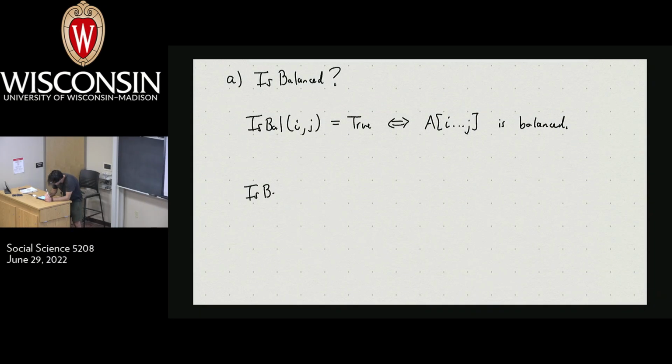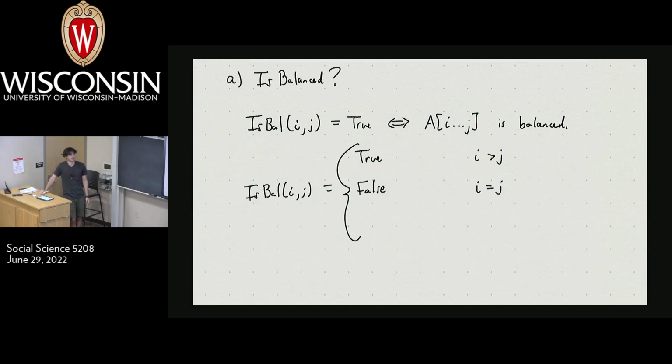So let's just write out the recursive definition. Our base case is awesome. It just says if i is greater than j, then true. The empty string is balanced. If i is equal to j, we have a single character. It's always false. You have to have at least an even number of things to be balanced.